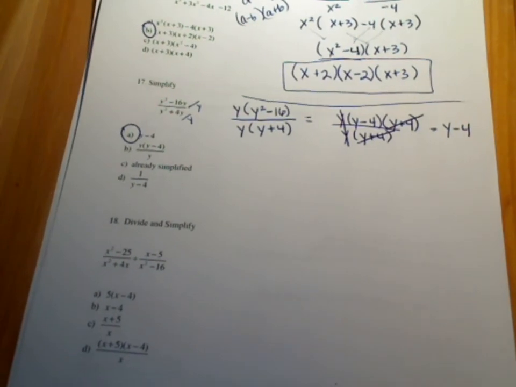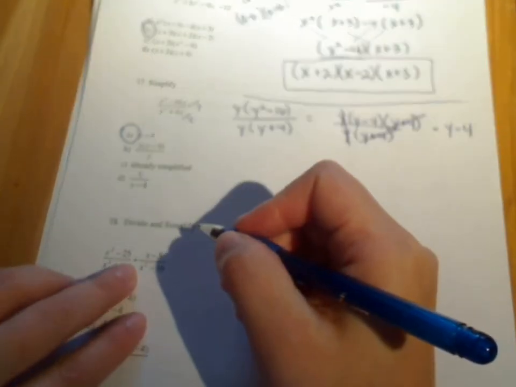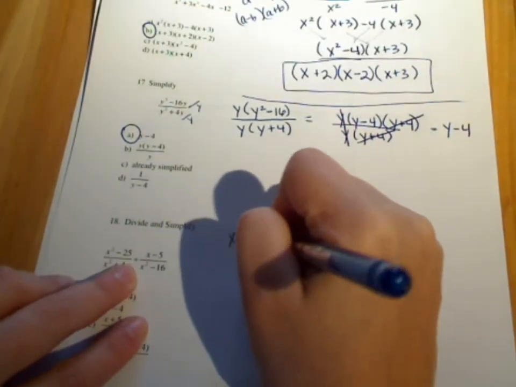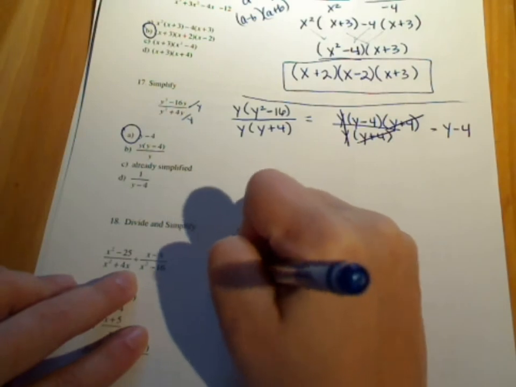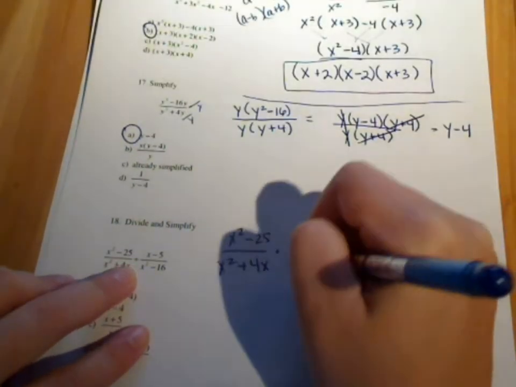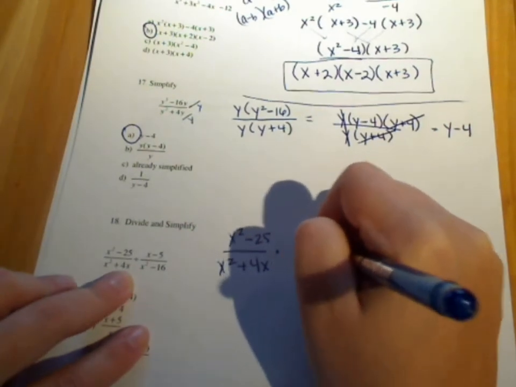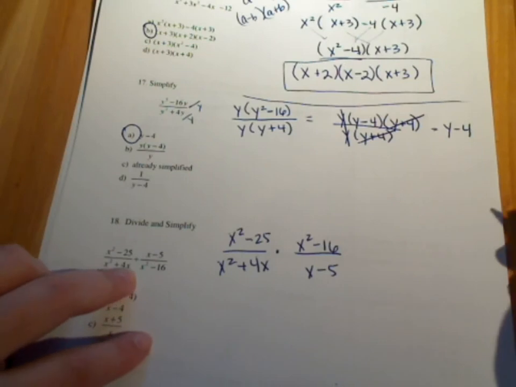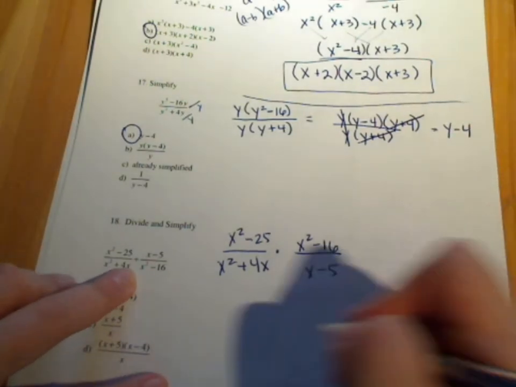Okay, number 18. First thing I'm going to do, because I have a division here, I keep the first fraction like it is. I change the division to multiplying, and I flip the other fraction, so I have x squared minus 16 on top and x minus 5 on the bottom. Now I'm going to start factoring.